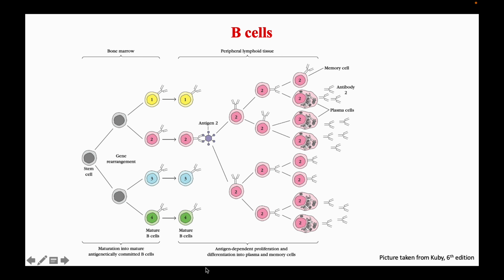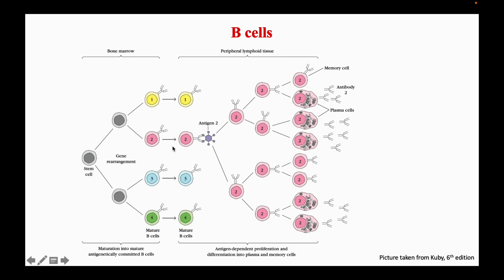In the lymphoid organs, the mature B cell recognizes the antigen in peripheral lymphoid tissue. Among the population of B cells, like 1, 2, 3, 4 shown here, only a few B cells will recognize the antigen. Only those B cells which are able to recognize the antigen are further proliferated and differentiated into different populations of B cells, and those which do not recognize any antigens in the peripheral lymphoid tissue are again destroyed, right?